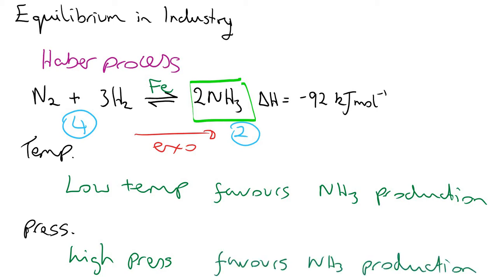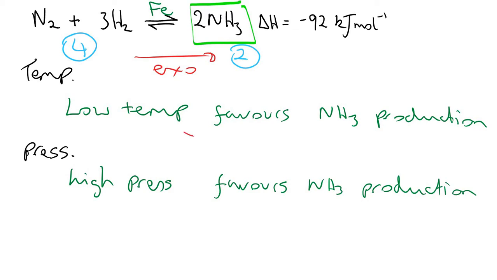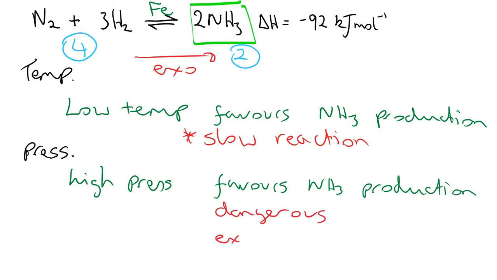So high pressure favours the production of ammonia. Now because this reaction is carried out on a massive scale, we know that there might be a problem in the equilibrium process. If we have a low temperature, the problem there is we get a very slow reaction. And as this is an industrial process, the slow reaction isn't good for us. In terms of pressure, what's the problem with high pressure? In industry, high pressure is dangerous, but also expensive. So we have problems here. While low temperature and high pressure favour a position of equilibrium shifted to the right, low temperature is just too slow and high pressure is dangerous and expensive.